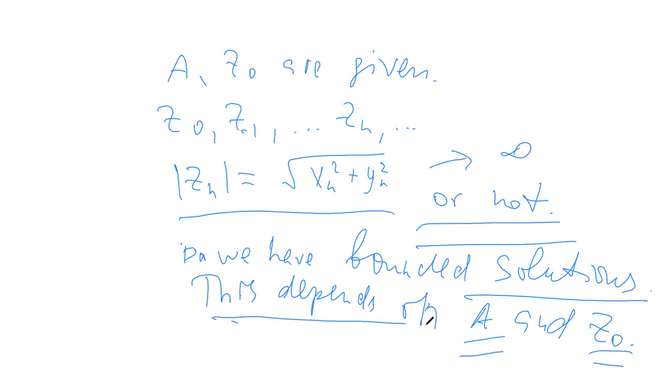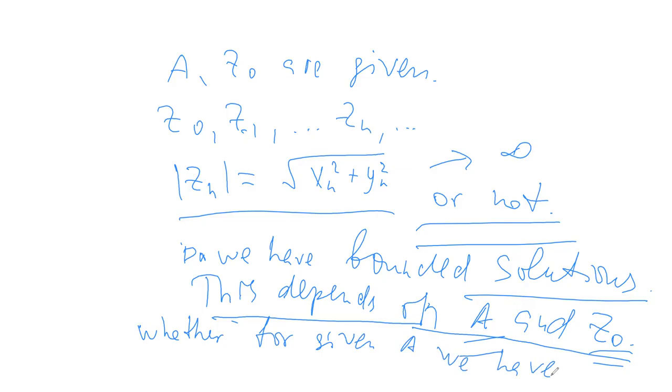So this is simplified, or I just made it more specific. So specific is like this: whether for given A we have bounded solutions.